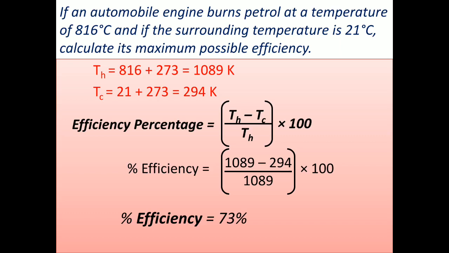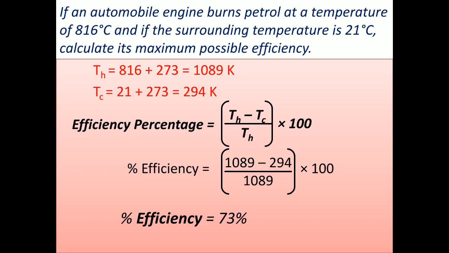Here Th, that is temperature of hot reservoir, is 816 degrees Celsius, and Tc, that is temperature of cold reservoir, is 21 degrees Celsius. By converting these temperatures in degrees Celsius into Kelvin, we get 1089 and 294 Kelvin respectively. Now, what is the formula for percentage efficiency? Yes, percentage efficiency is equal to (Th minus Tc) divided by Th into 100. So by substituting these values, we get the percentage efficiency as 73%.